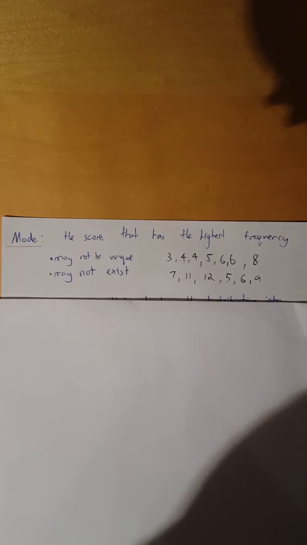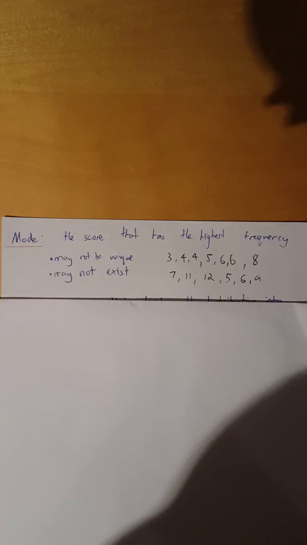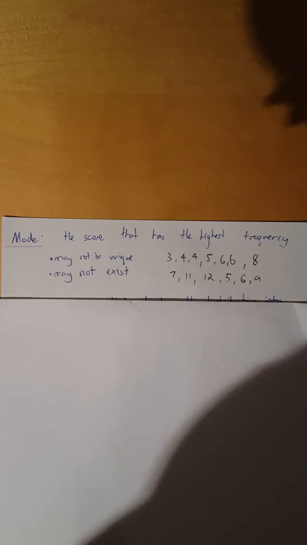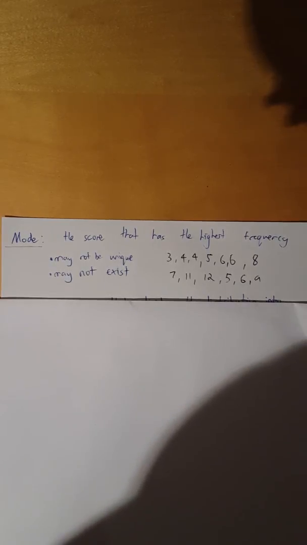So first looking at the mode. So what is the mode? So we have a set of scores. The score that has the highest frequency is the mode. So basically the one that occurs the most. So if we're looking at this first set, we've got 3, 4, 4, 5, 6, 6, and 8. So we see that 4 and 6 occur more than once, so they would both be the mode. So you can have two modes.